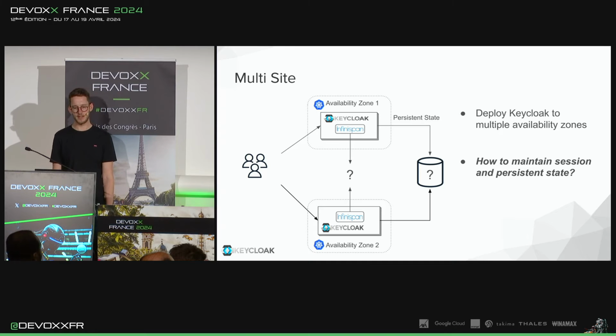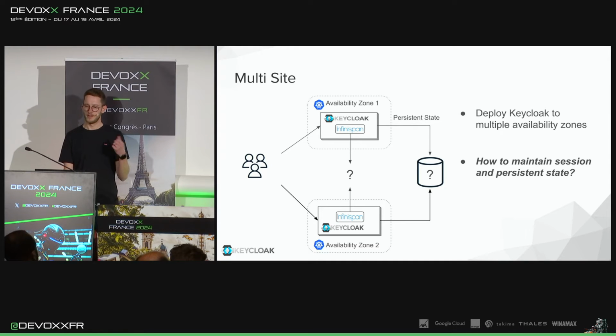Now we have to think, okay, we have our 2 sites. How do we ensure that the session data is accessible and consistent between the 2 sites? And also, how do we ensure that persistent state is accessible and performant for both of the sites that are accessing the data?